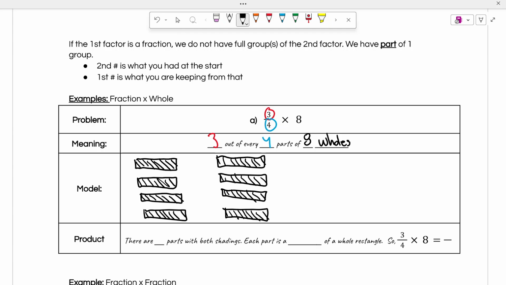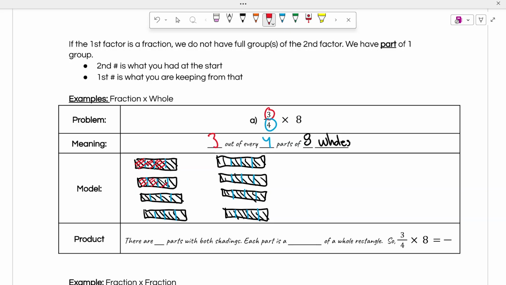Now, I only want to keep 3 out of every 4 parts of those. So let's break them up into 4 parts each, or fourths. Quarters would be another word you could use. And I only want to keep 3 out of every 4. So I'll keep 1, 2, 3 in that one out of the 4.